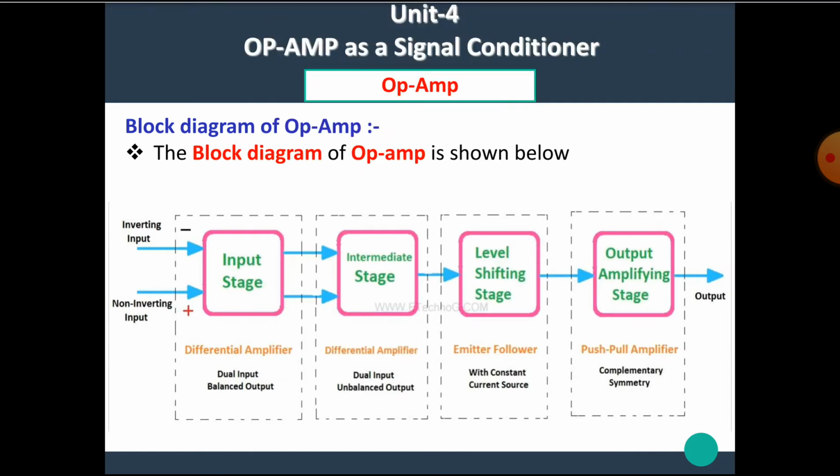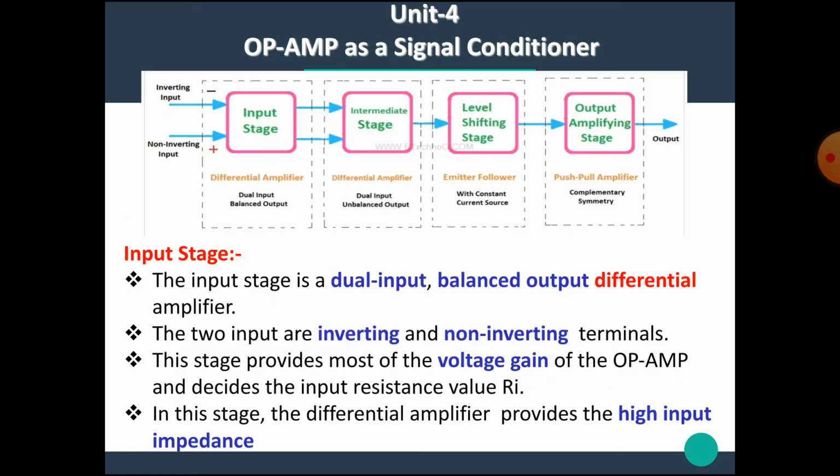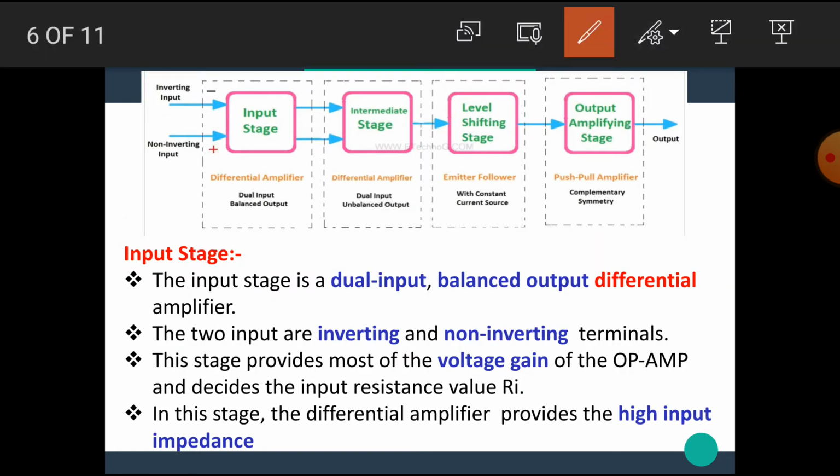Okay, let's see more description about this block diagram. The first one is the input stage. The input stage is a dual input, balanced output differential amplifier. That means at the input stage we have two inputs and two outputs, hence it is named as dual input balanced output differential amplifier. It is called a differential amplifier because it amplifies the difference between the inverting terminal and non-inverting terminal.